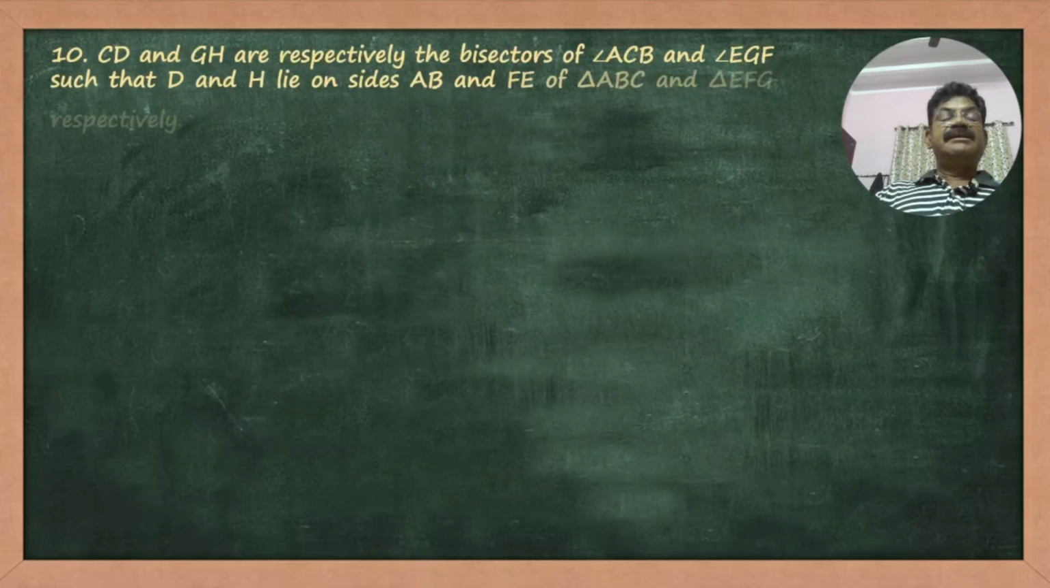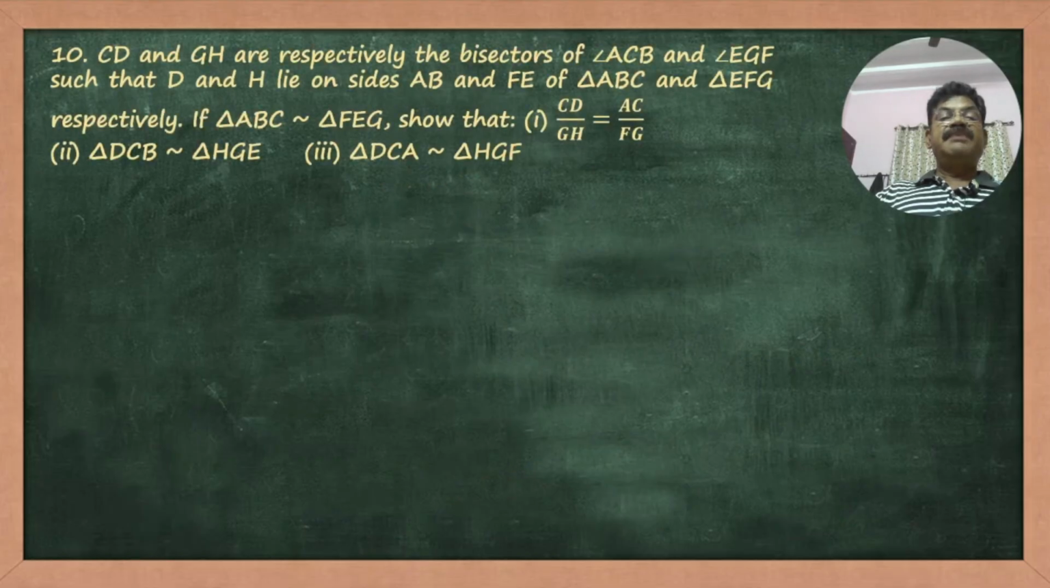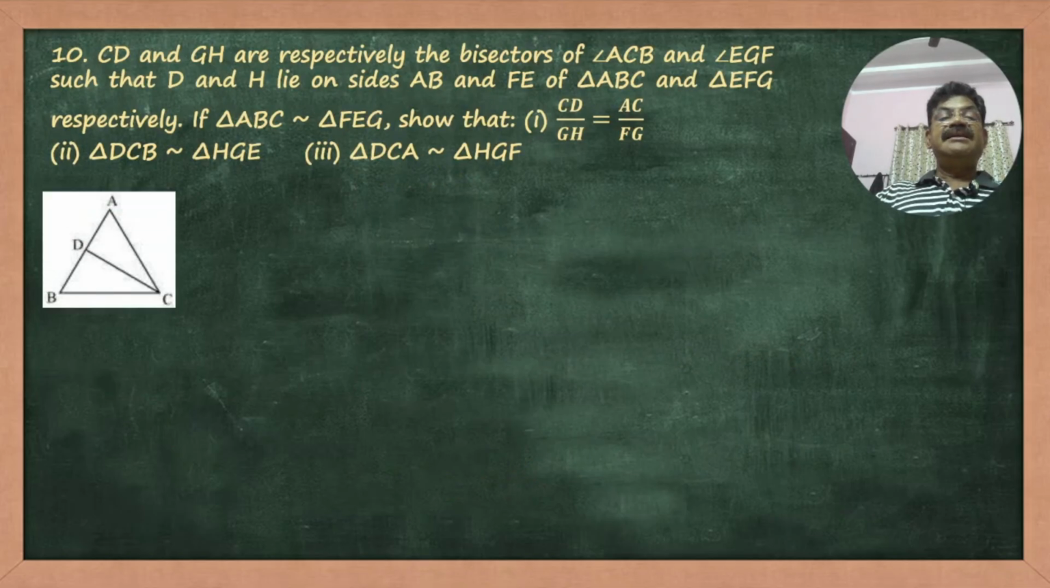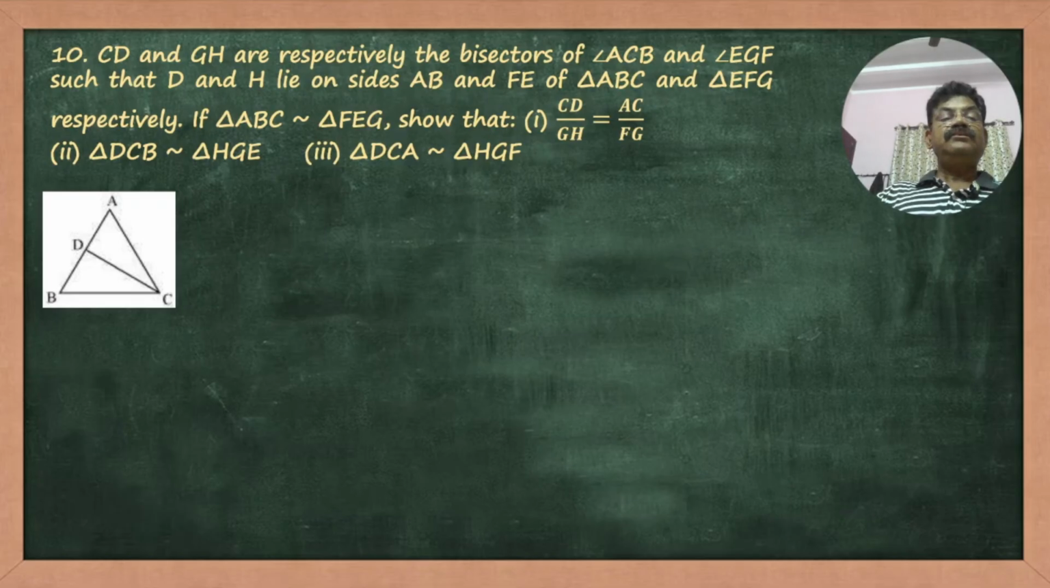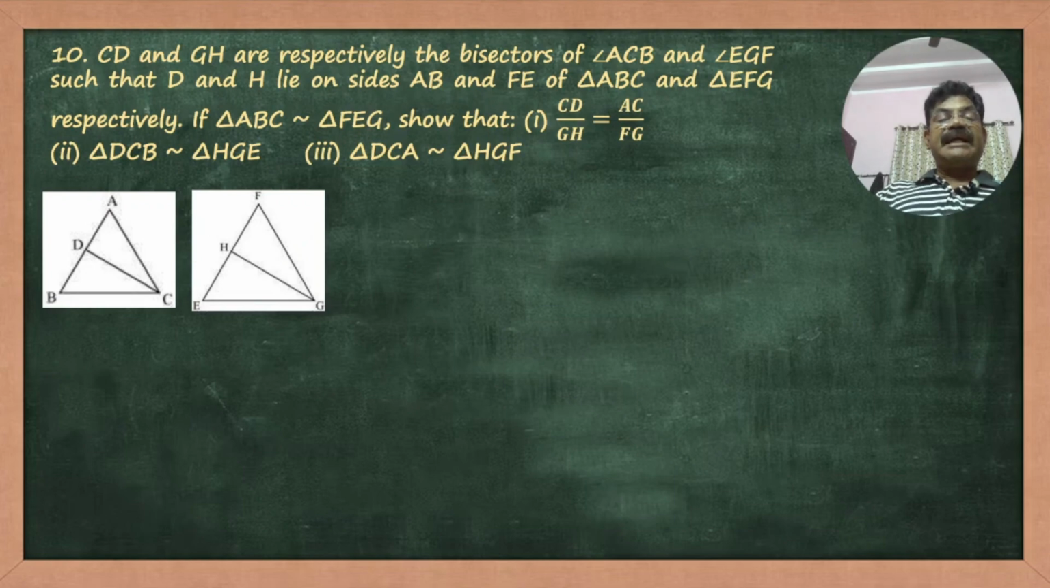10th problem. CD and GH are respectively the bisectors of angle ACB and angle EFG such that D and H lie on sides AB and FE of triangle ABC and triangle EFG. If triangle ABC is similar to triangle FEG, show the following three results. Let us see one by one.